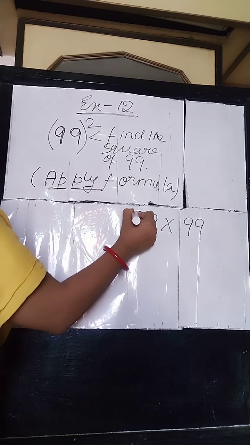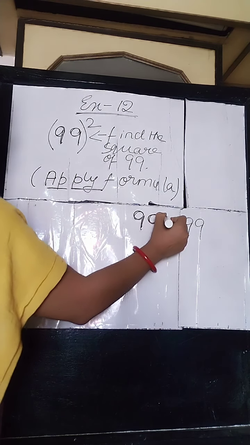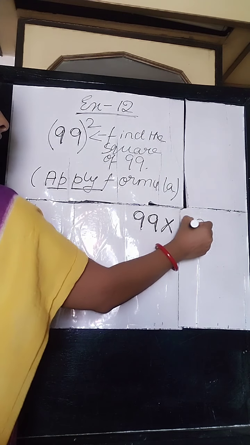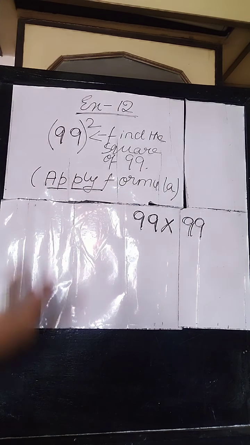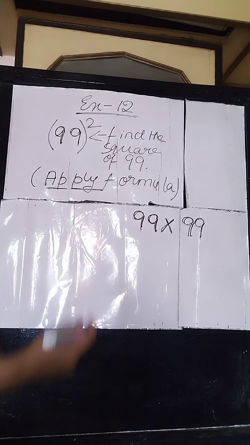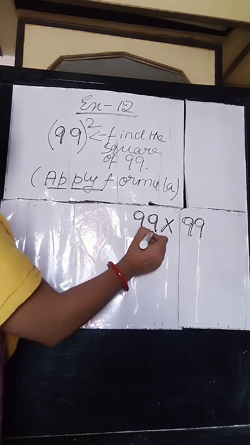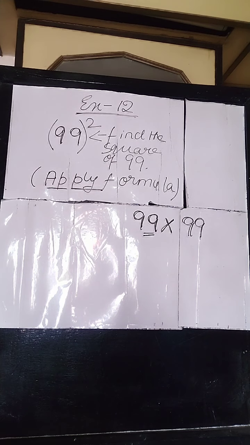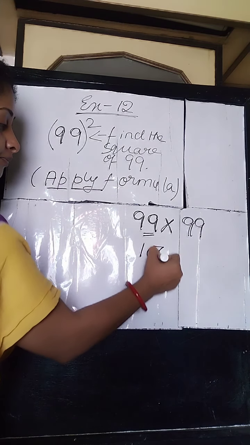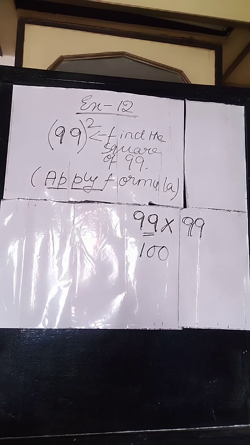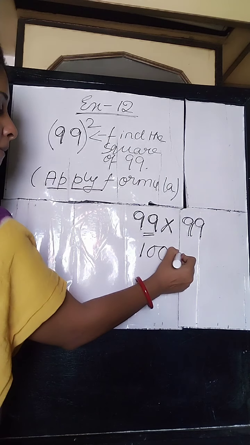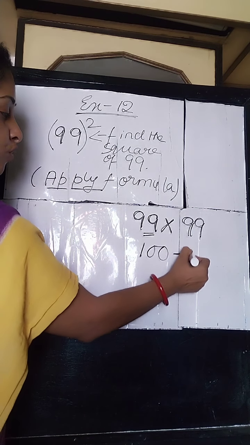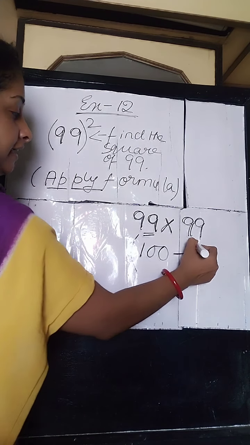We know that 99 is very near to 100. We will try to find the nearest easy number, the nearest easy round off number of 99. The nearest easy round off number of 99 is 100. And how can we get 99 from 100? 100 minus 1. We have to subtract 1 from 100 to get 99.